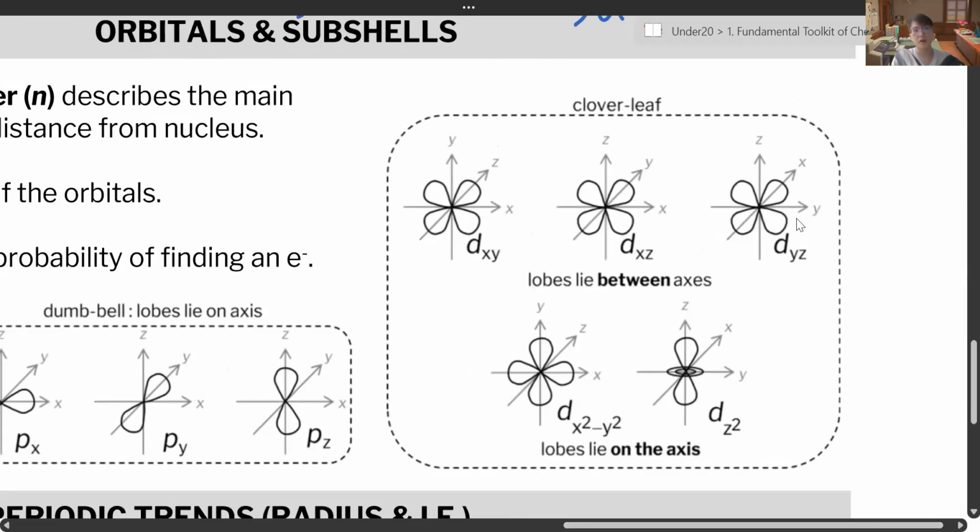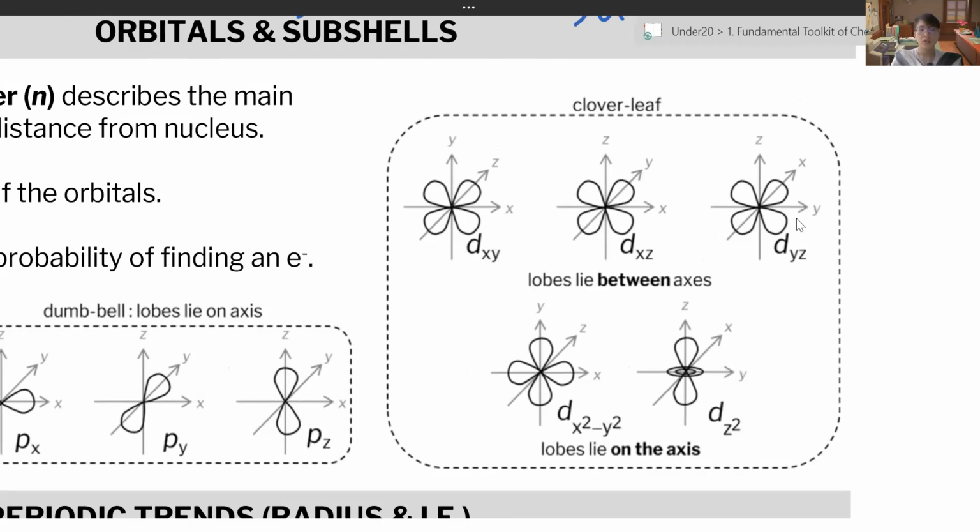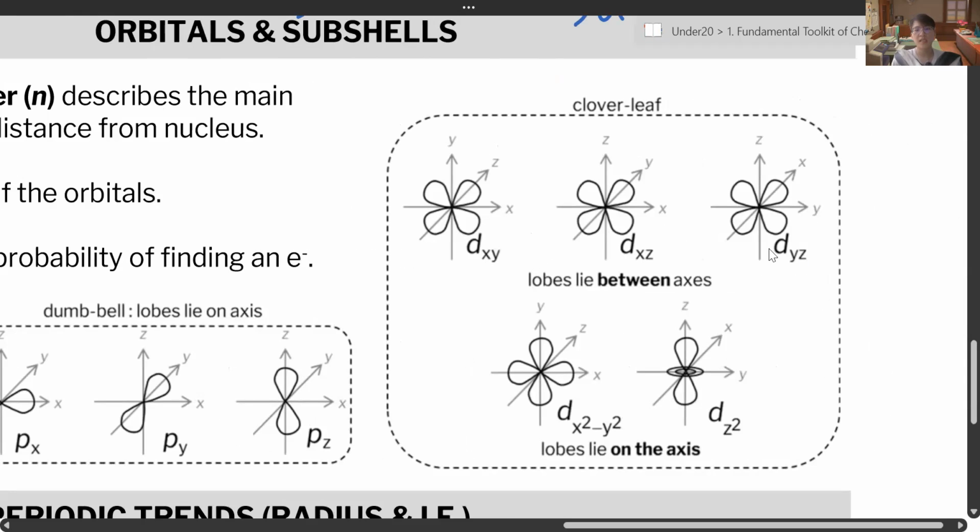Now, next is the d orbitals. So d orbitals have a clover leaf shape, and there are 2 main types, right? So one is xy, xz, yz. So that's the first type. If you see a product of 2 of them, this tells you that the lobes lie between those axes. Okay, so as you can see, I drew the same diagram for all 3 of them. Why? Because you use the axis to your advantage. So I draw the same thing, but I change the axis.